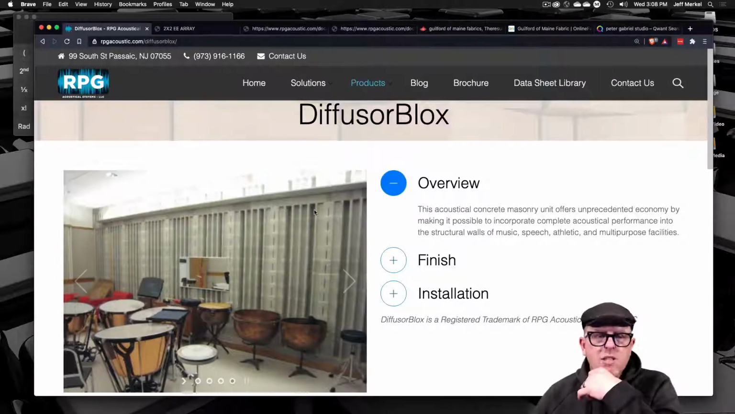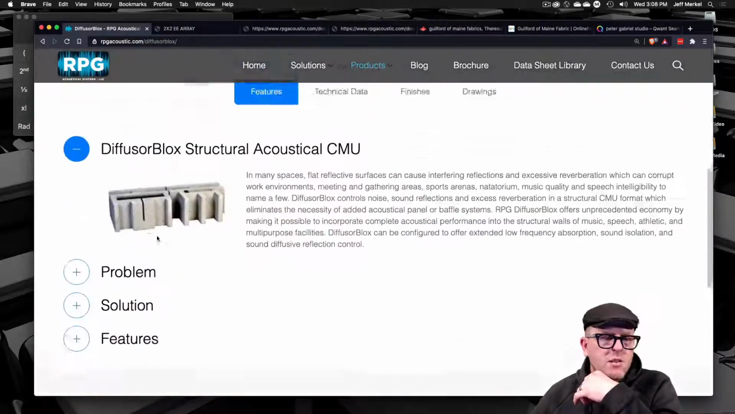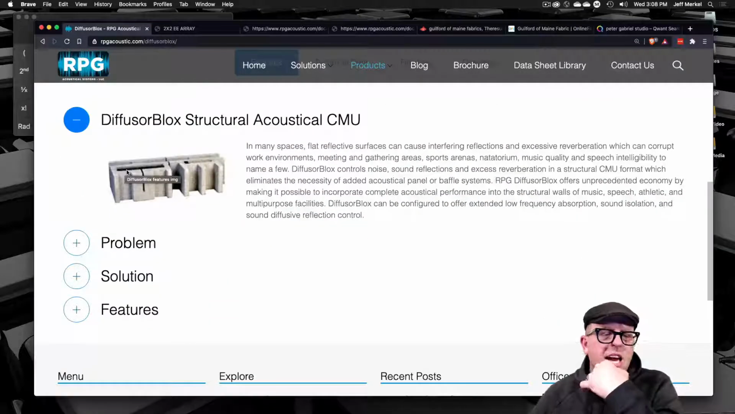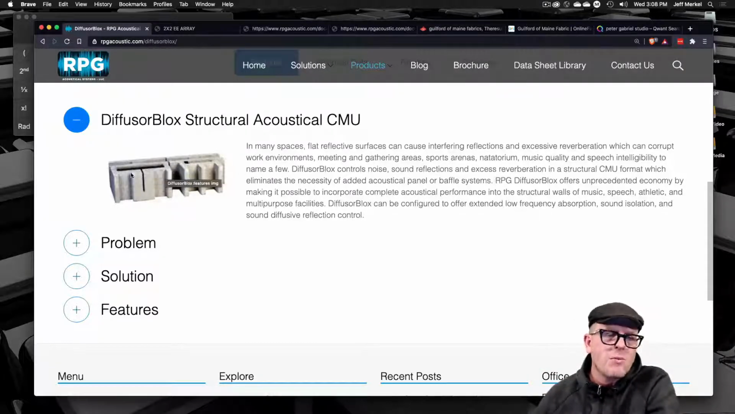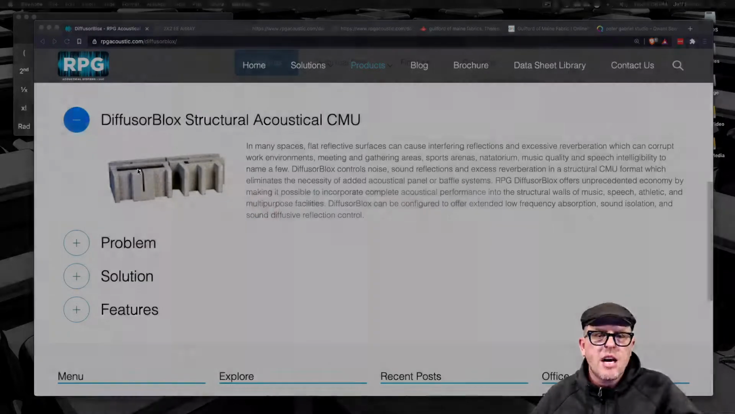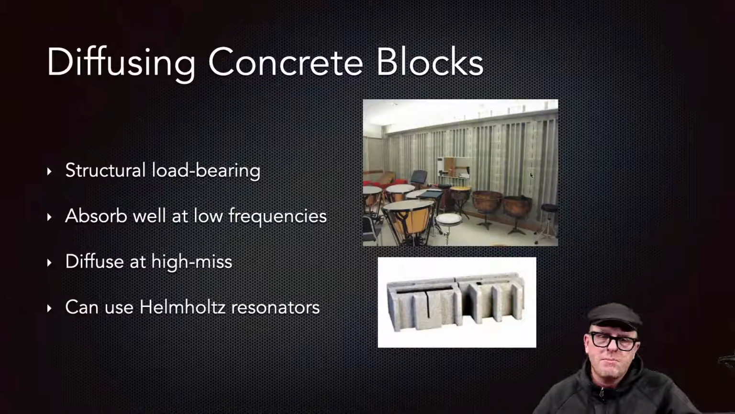But what's interesting is you see these little holes right there. Those are little cavities into the back, and those are the Helmholtz resonators. So those are also additional low frequency absorption. So again, we're spreading around the high frequencies and we're absorbing the low frequencies through Helmholtz resonators. It's pretty interesting stuff. I'm sure it's pretty expensive, but pretty cool.